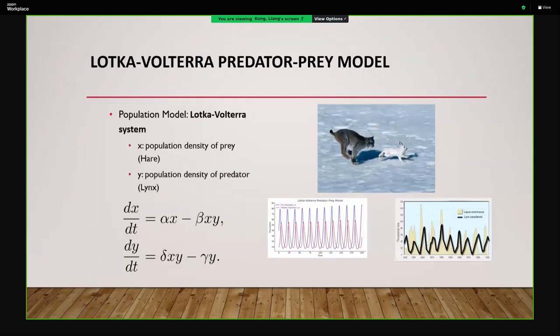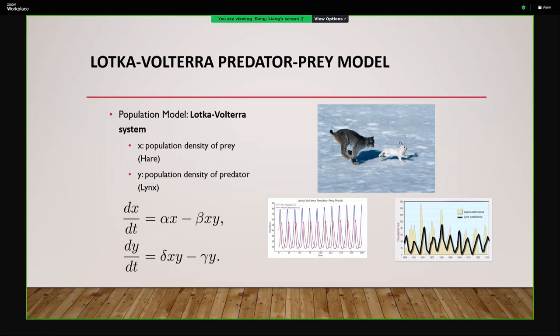This is for Dr. Chen, actually, an application in ecology. This model is the Lotka-Volterra predator-prey model. It represents two animal species whose relation is prey and predator, a competition. We can model this relation with these two mathematical differential equations. X represents the density of the prey, in this case the hare, and Y is the population density of the predator.